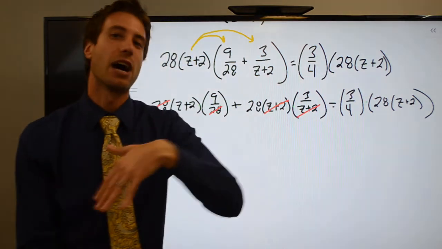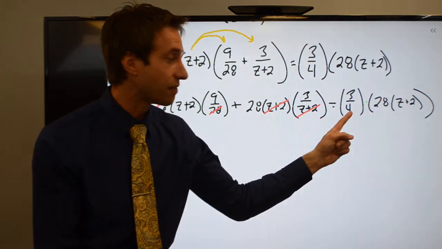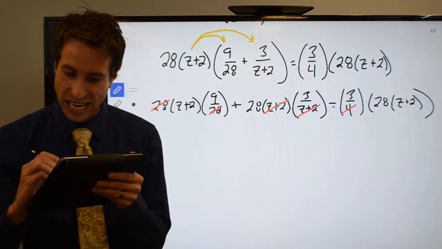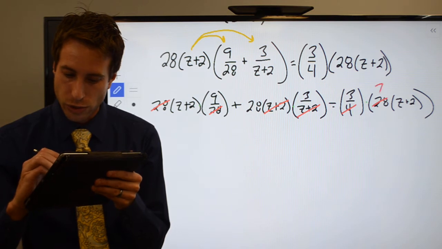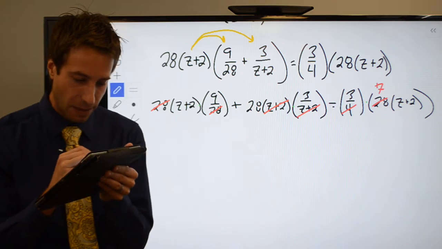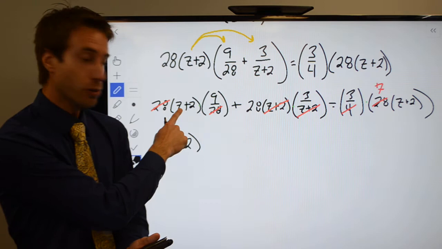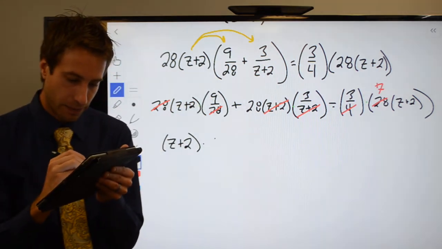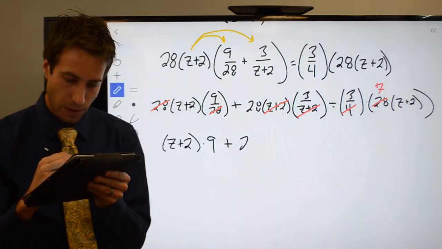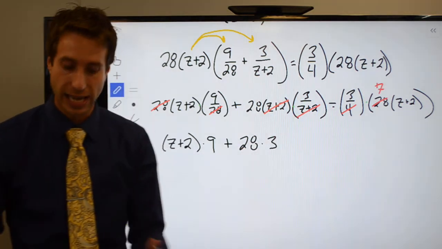On the other side, check it out right there, multiplication. Now, they're not going to completely cancel, but it's very close. 28 divided by 4 leaves you with 7. So the 4 cancels and the 28 will reduce to a 7. So here's what's left. I have the quantity z plus 2 multiplied by 9, plus I have 28 multiplied by 3, right? Because the 3, that's all that's left. The z plus 2's canceled each other out.